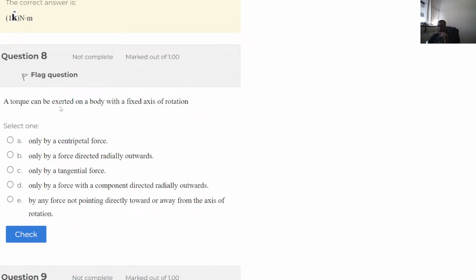Question number 8. It says a torque can be exerted on a body with a fixed axis of rotation, okay, only by a centripetal force.